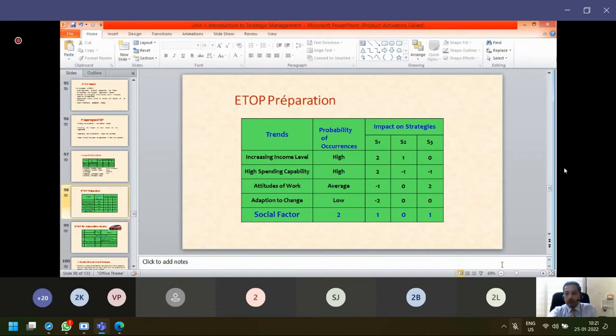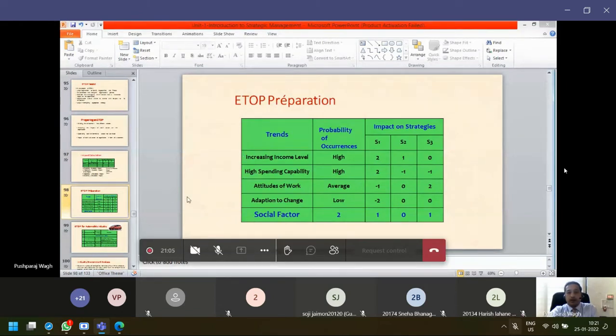So as I told you, we have taken the social factor, for example, and this is subdivided into different sub factors. For example, increasing income level, high spending capability, the attitude towards work, or adaptation to the change. So this social factor is subdivided into different factors, and it is written in the form of statements. What is the effect of this increasing income level on the company's operations, or what is the impact of high spending capability on the company's operation? Like that, we will prepare the statements under these trends.